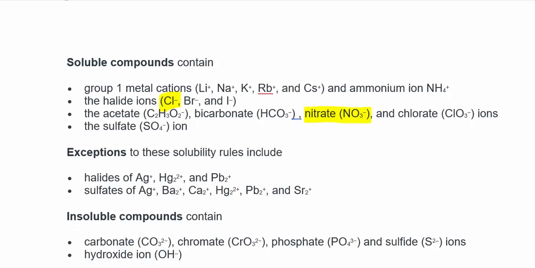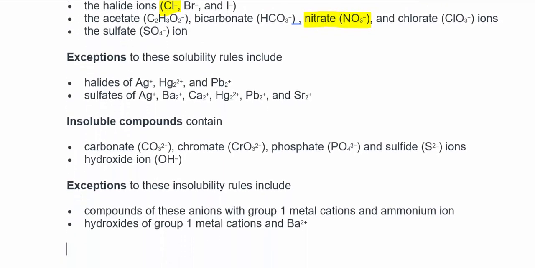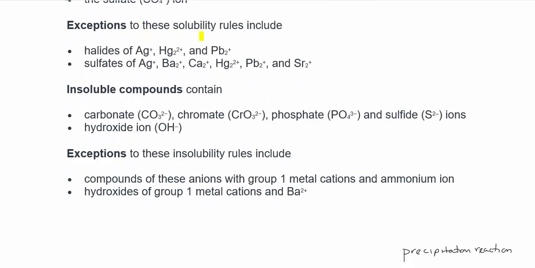Two of these solubility rules include halides of silver. You have to remember what a halide is. Remember, a halide is a halogen that is an anion. Your halogens are fluorine, chlorine, bromine, iodine. So because chloride is one of the halogens and it is an exception to the solubility rule, that means this is a precipitate. So the silver chloride comes out of solution.